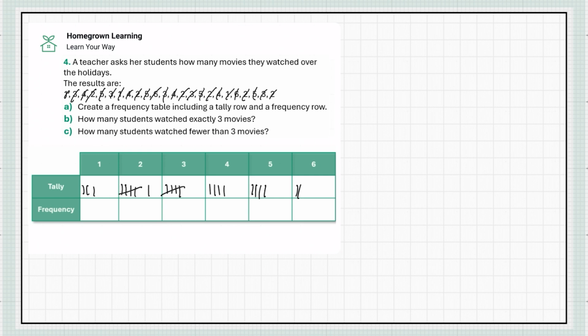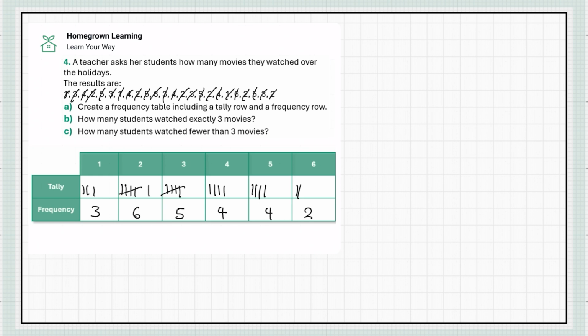So in the end, we got ourselves 3 here. It looks like 6 groups of 2. We've got 5 groups of 3, 4 groups of 4, 4 groups of 5, and 2 groups of 6.